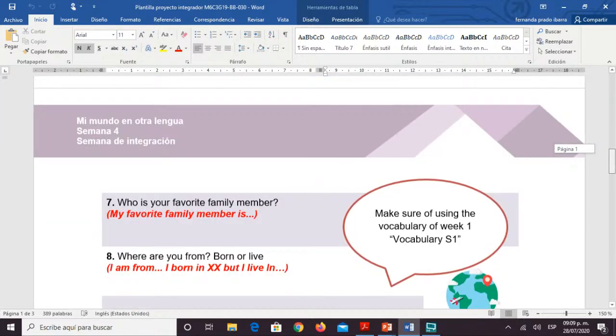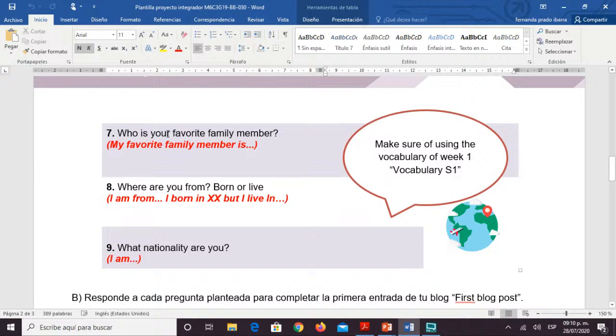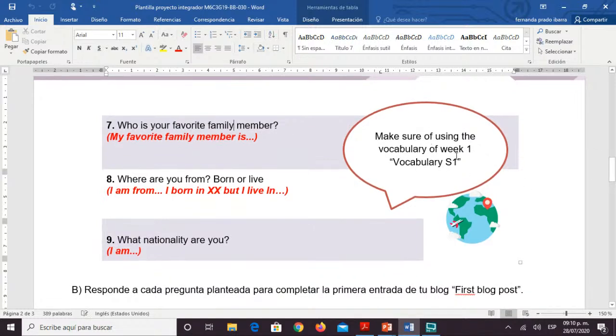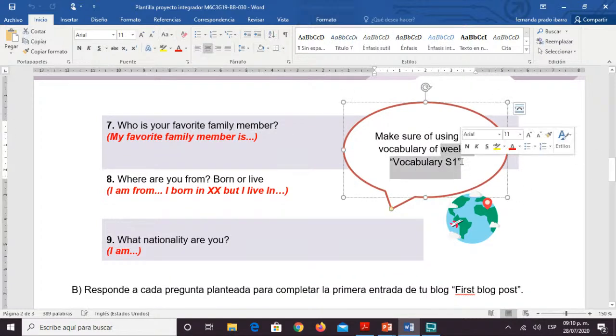Who is your favorite family member? It could be any one of your family members, even one not living with you, but it's your family member, your favorite family member, okay? So my favorite family member is my cousin, for example. So make sure you're using the vocabulary of week 1, vocabulary S1, okay?